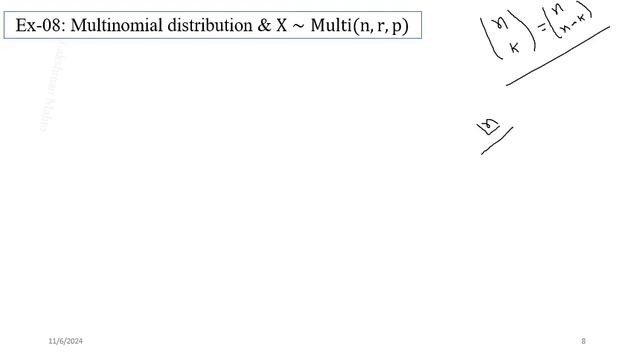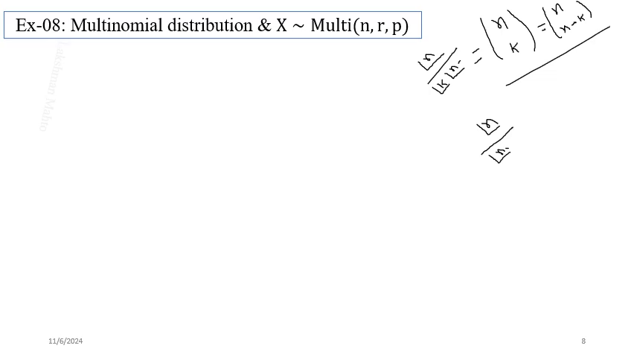Divide by factorial of n1. There are r number of outcomes in a single trial. Like here, how do you expand it? What is the expansion of this? You write it as factorial n divided by factorial k into factorial n minus k.